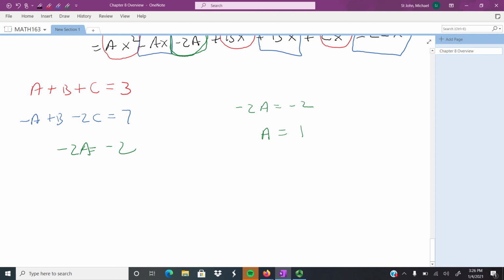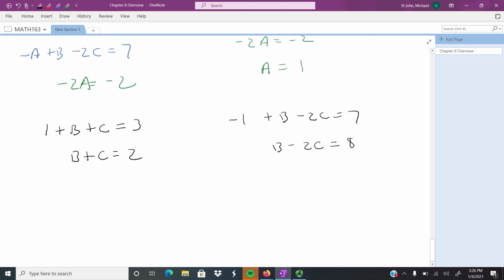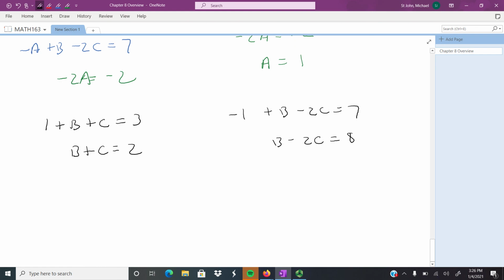So now that we know what a is, 1 plus b plus c equals 3. So that means that b plus c has to equal 2. And then we got minus 1 plus b minus 2c equals 7. So b minus 2c has to equal 8. So now we got two equations, two unknowns. Right? And so we have b minus 2c equals 8, b plus c equals 2.